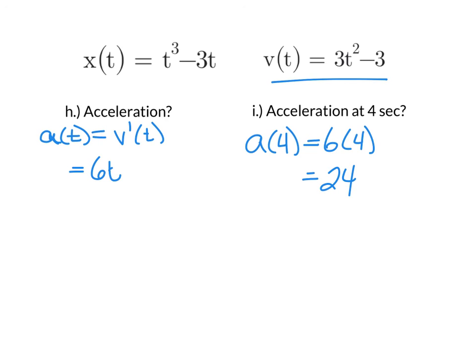Now, the units for position are just going to be units. The units for velocity are going to be units per second, and the units for acceleration are going to be units per second squared.